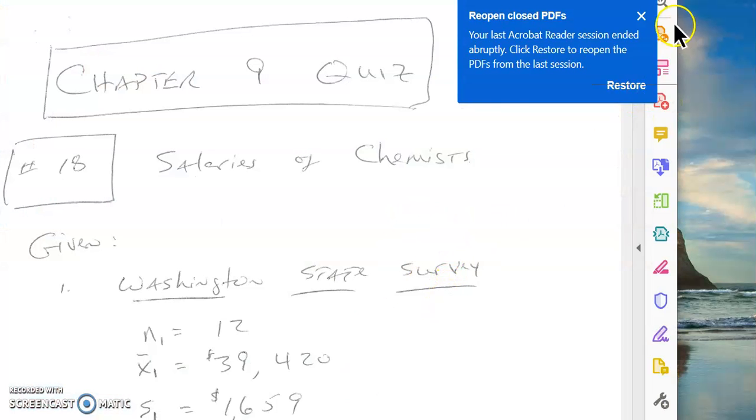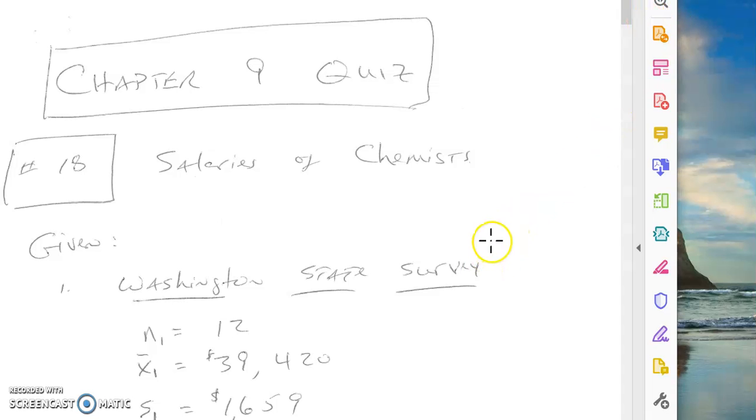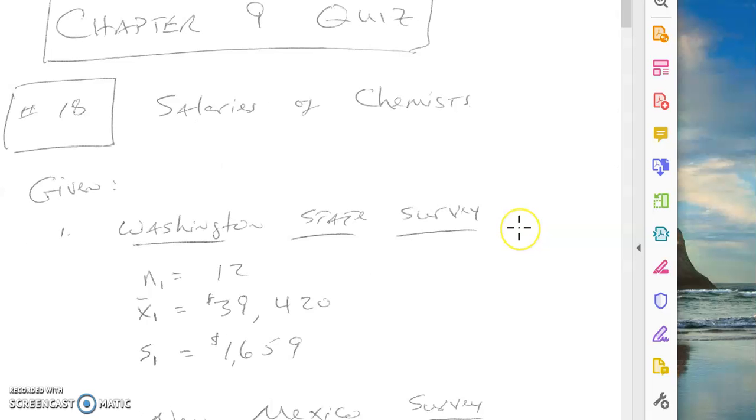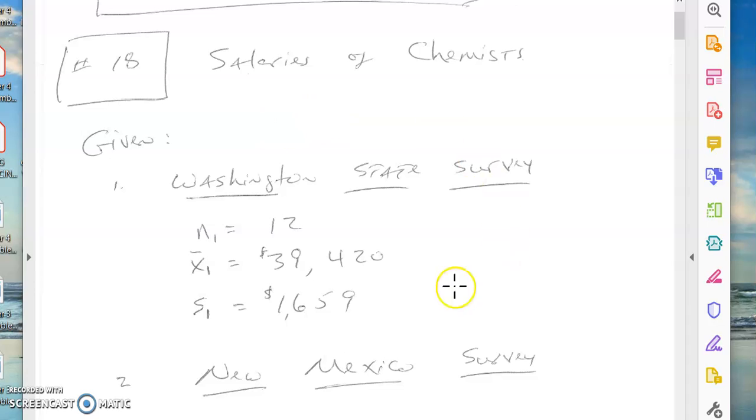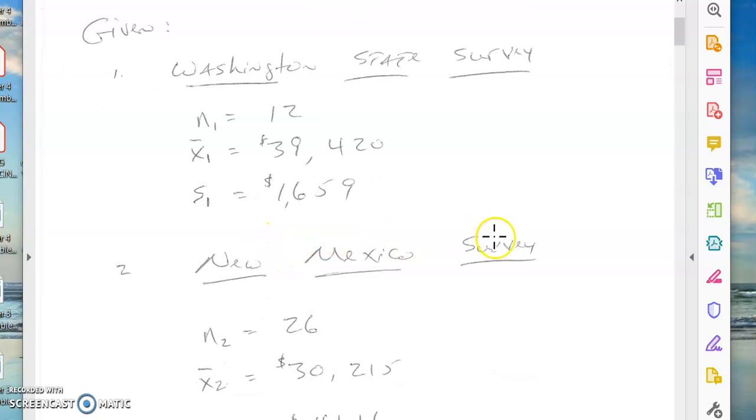Okay, as I'm sure you've seen many times by now, I have a standard technique that helps me stay organized. I hope you feel the same way. The first thing I do is write down what I am given. So here's the information I'm given, talking about Washington State. I write down all the information. N1 is the number of data points. New Mexico State is N2. Arbitrarily, I've just said Washington State is set number 1, and New Mexico State is set number 2.